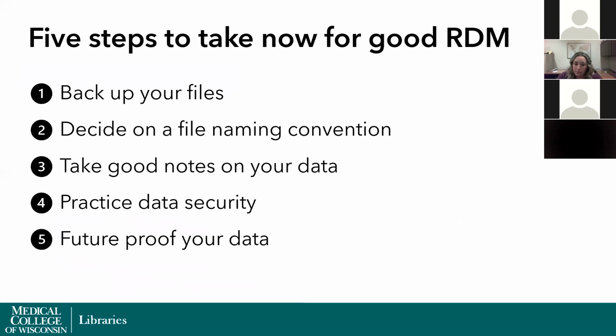So I just covered the 5 steps that you can start taking now for good research data management. These steps start with backing up your files. 3 copies of those files should be saved in here, near, and far kinds of locations. With file naming conventions, you should use brief but descriptive naming conventions. And if you're using dates, use that ISO standard for year, month, date format. Take good notes on your data as you go along. This will help your future self understand what you're doing and what you created. Data security is important, and MCWIS is a resource for any questions you might have about that. And then future-proofing your data by making sure it's stored in a way that you can get to at a later date is very important.